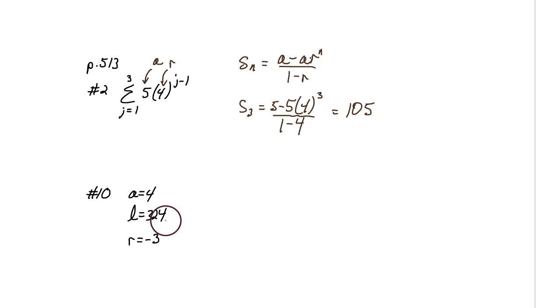Next, number 10. This time we're asked to find the sum of this geometric progression. And we know the first term, the last term, and the value of r. On page 512 of the book, we have another way to sum up this kind of sequence when we know the first term and the last term. And that formula is S sub n equals a minus r times L divided by 1 minus r.